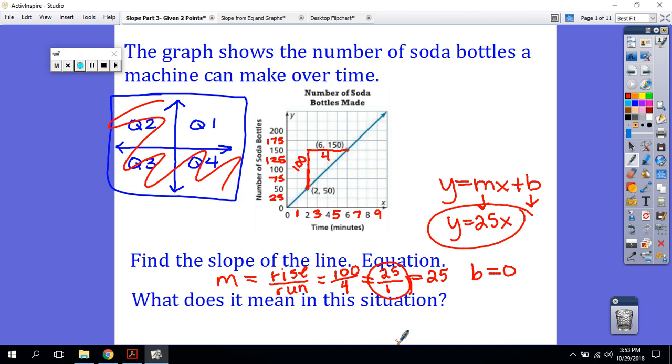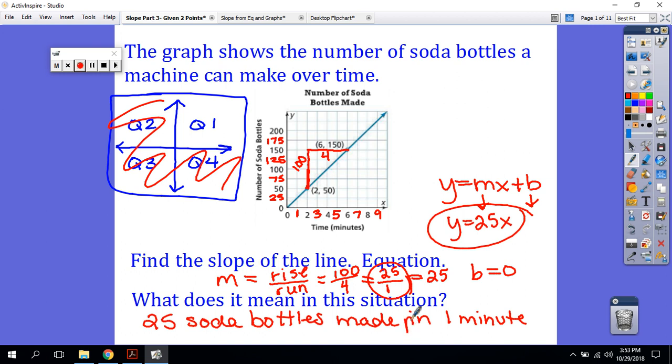Okay? So we want to use these numbers and explain what that means. What does 25 over 1 mean? Well, we know we have time in minutes, and we know we have number of soda bottles. So does the 25 go with time in minutes, or does it go with the number of soda bottles? The number of soda bottles. So 25 soda bottles can be made in 1 minute. Time would go with the minutes. I'm sorry, the 1 would go with the minutes. So we would write that. 25 soda bottles made in 1 minute, or per 1 minute.